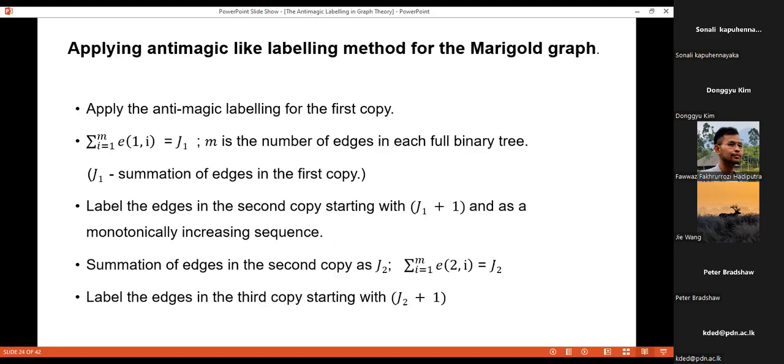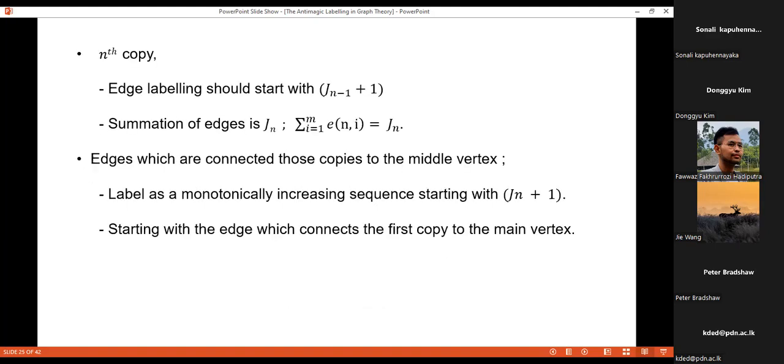Next, to label the other copies of the graph, first we should take the summation of edges in the first petal as J1 and label the edges in the second copy starting with J1 plus 1 and continue as a monotonically increasing sequence and so on. To label the nth copy, first take the summation of the edges in the previous tree as Jn minus 1. Then label the edges in the nth copy as an increasing sequence starting from Jn minus 1 plus 1. Likewise, take the summation of the nth copy as Jn.